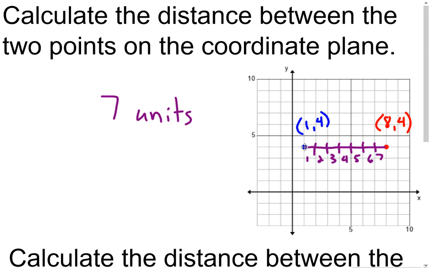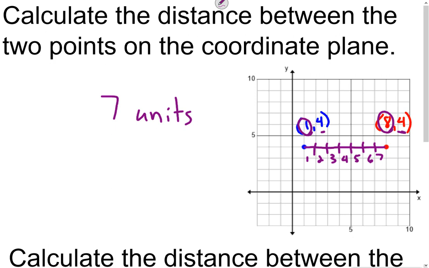So then I look and go, well, how do I get an answer of 7 using those numbers? And here's what I look at. I notice that these 4s are the same, so they don't really do anything for us because it doesn't go anywhere up and down in between blue and red. But the 1 and the 8, those two numbers in this case are going to help me figure out how long that segment is.